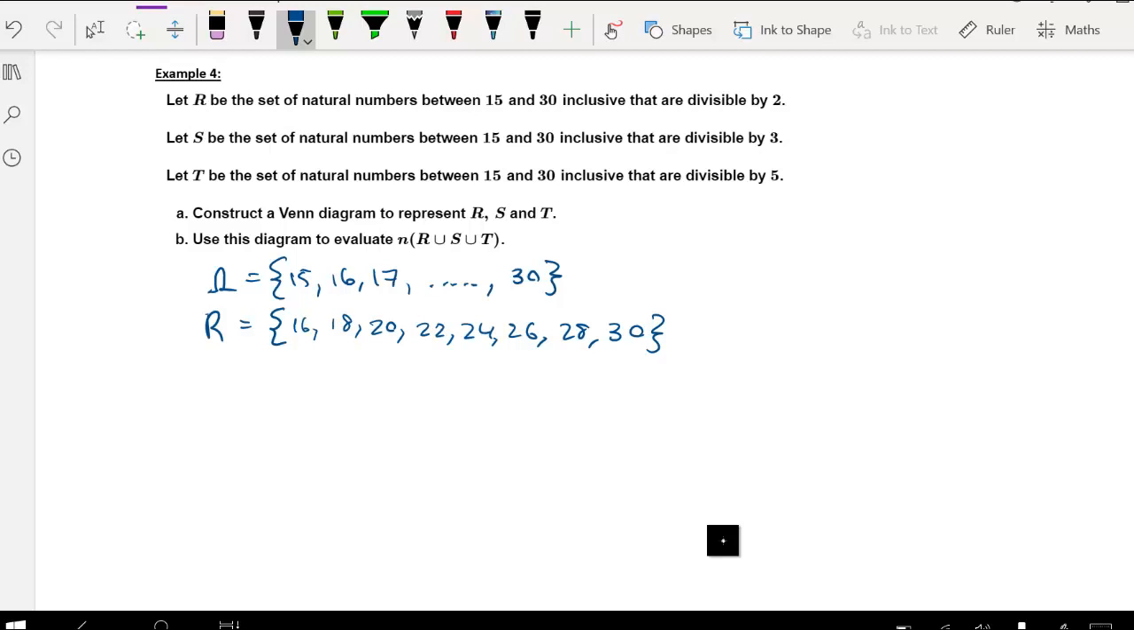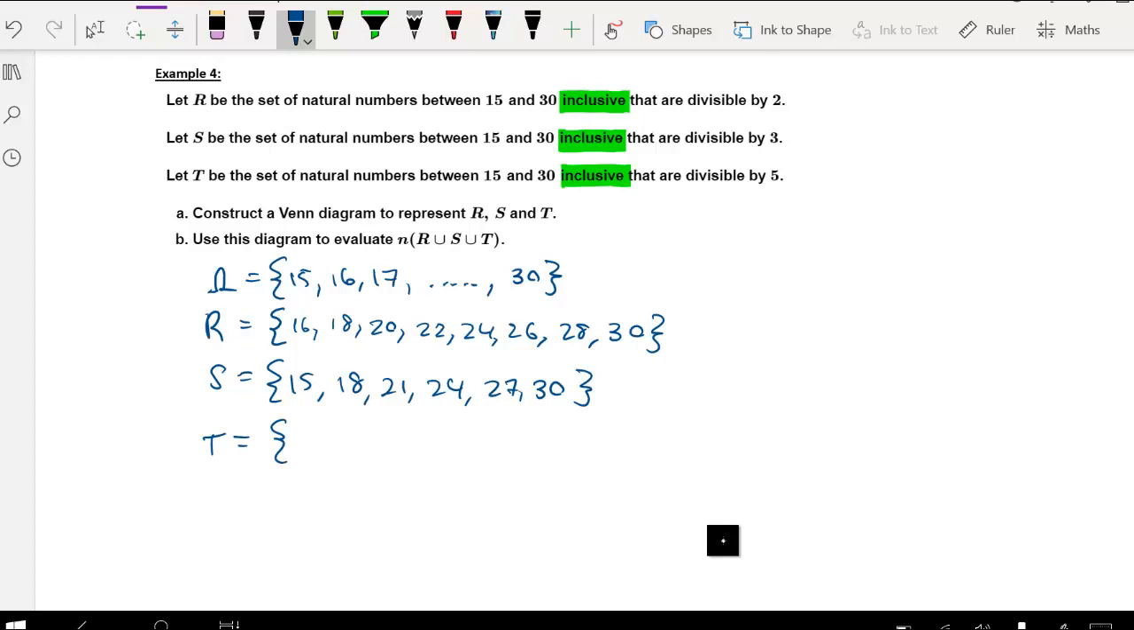S is the numbers between 15 and 30 inclusive that are divisible by 3. Just in case you're not sure, inclusive means that it includes 15 and 30 as part of the sets. So S will be 15, 18, 21, 24, 27, and 30. And T are the numbers between 15 and 30 inclusive that are divisible by 5. So that will be 15, 20, 25, and 30.